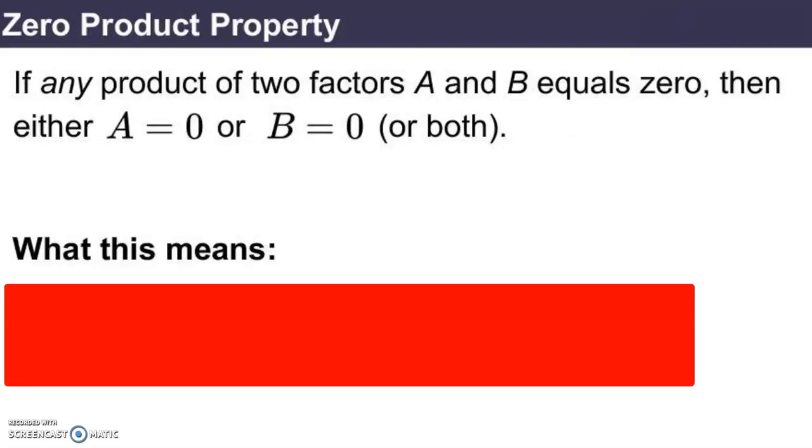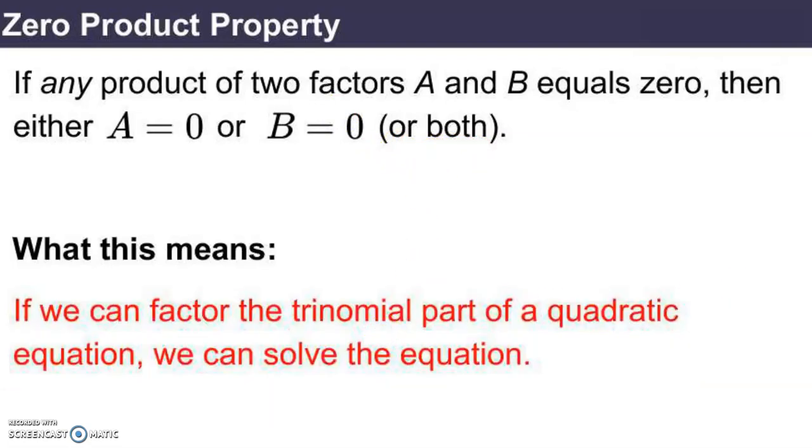So here is the 0 product property, and this is essentially what we just looked at on the previous screen. If any product of two factors a and b equals 0, then either a equals 0 or b equals 0, or both. So here's what this means. If we can factor a quadratic equation and write it as a product of two factors, then I can use the 0 product property to find solutions to that equation.